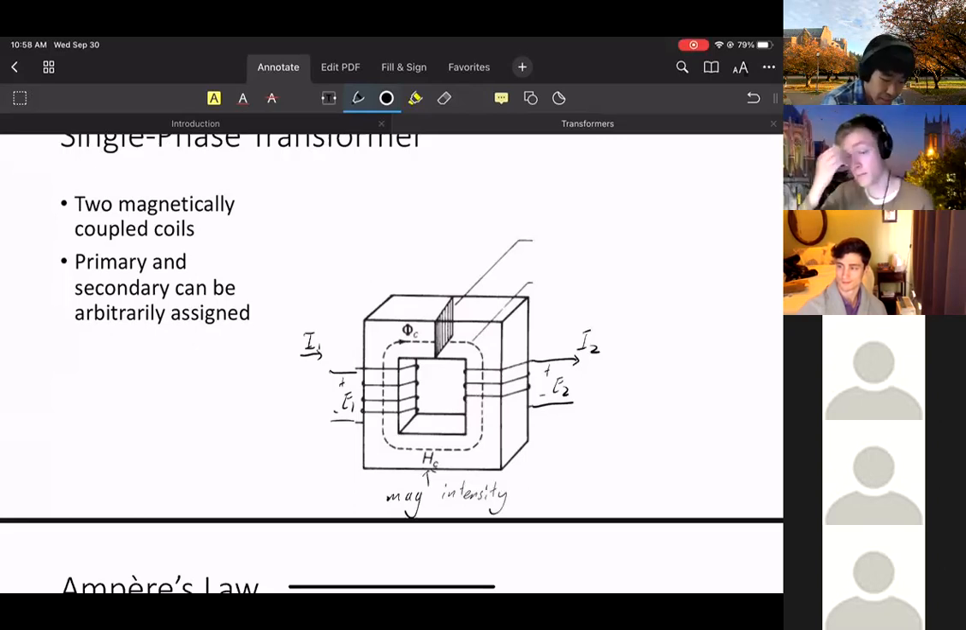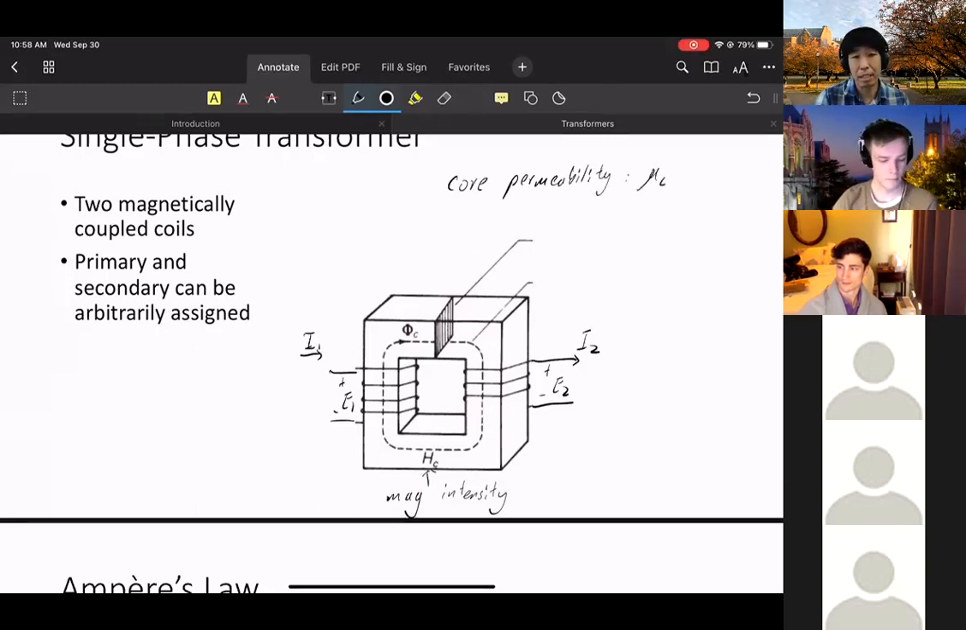So one thing that matters is core permeability, mu C. This basically controls how conductive this is, how much field this thing can carry. And this is a measure of how close it is to a perfect conductor. A perfect conductor has something that's infinity. Copper has something that's very high. So this is one parameter that controls how good my transformer is. Another thing that controls how good my transformer is something called the core cross-sectional area.